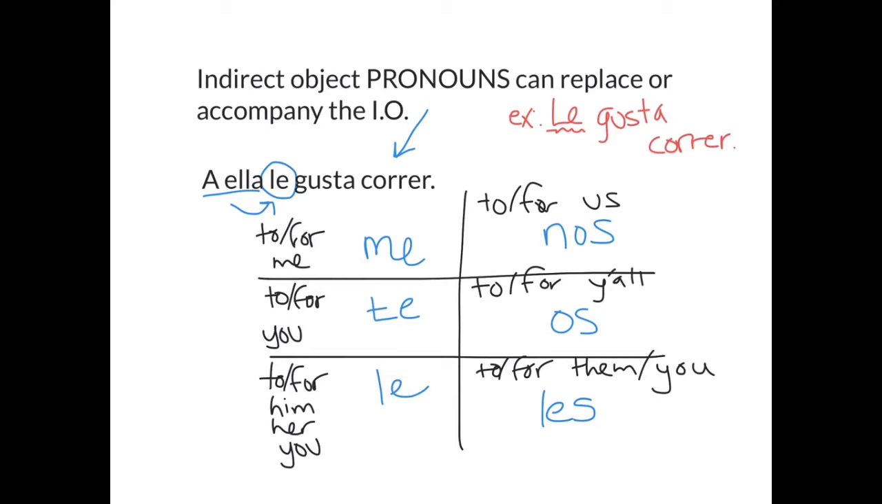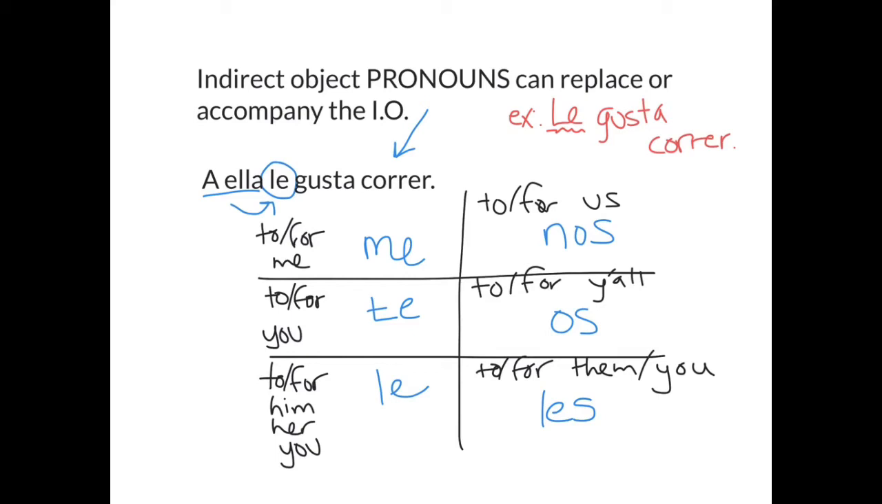So how do you choose the indirect object pronoun, the IOP? Again, you think to yourself, okay, what was my indirect object? To whom or for whom is this action being done? Then you find the corresponding box on this chart. So if I say this action is for us, okay, I'm going to choose nos. If it's for him or her, I'll choose le. If it's for you, singular and formal, I'll choose te. And that's how you find your IOP, or indirect object pronoun.